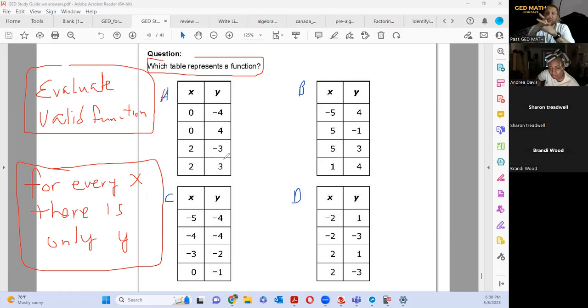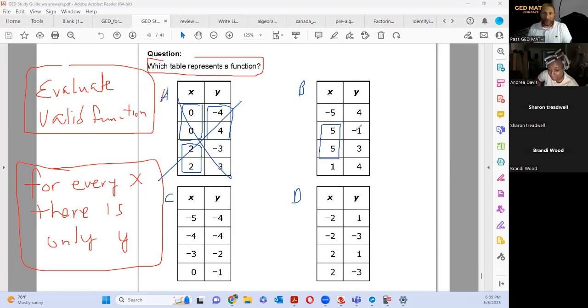How many X's do you have? Two. You have only two of them: X is 0 and X is 2. But remember, for every X, there's only one Y. So when X is 0, how many Y's do I have? Two. That's not a function. For every X, there's only one Y.